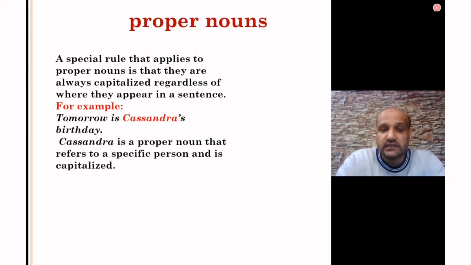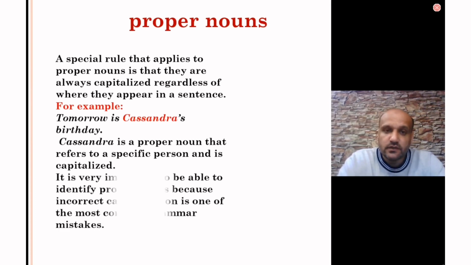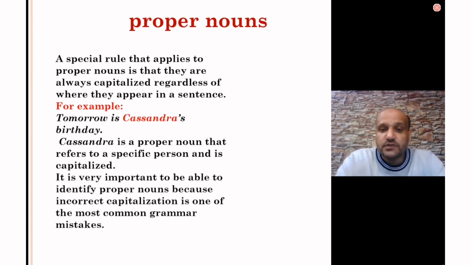Look at the first letter of the word Cassandra. It must be capitalized, even if it was at the beginning of the sentence. So proper nouns must be capitalized regardless of where they appear in a sentence: at the beginning, in the middle, or at the end, it doesn't matter. It must start with a capital letter. It is very important to be able to identify proper nouns because incorrect capitalization is one of the most common grammar mistakes.